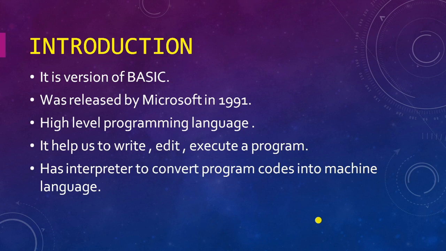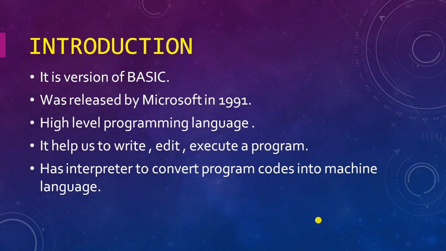So in 1991, Microsoft released a newer version of BASIC, that is QBASIC, and its full form is Quick Beginner's All-Purpose Symbolic Instruction Code. It was included for free with MS-DOS 5 and its later versions. It also comes packed with the Windows operating system. It is also a high-level language that helps us to write, edit and execute a program. It has an interpreter which converts program codes into machine language.